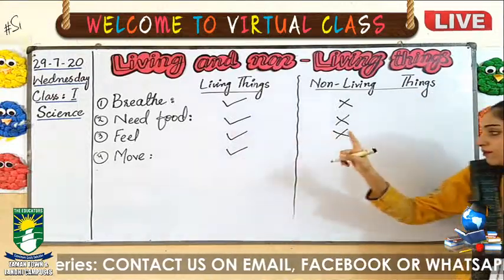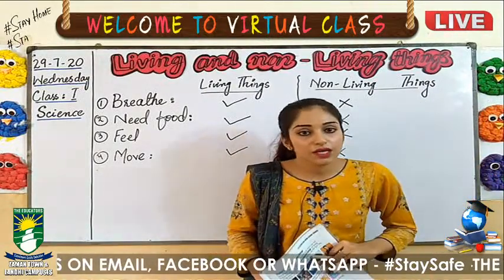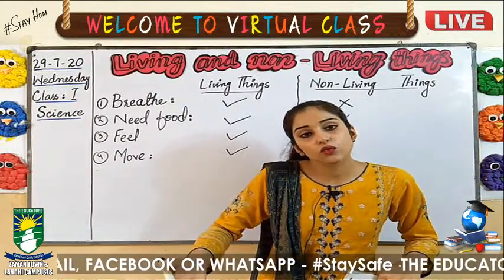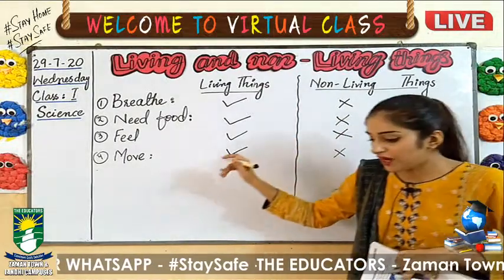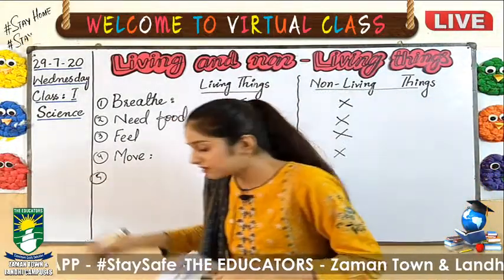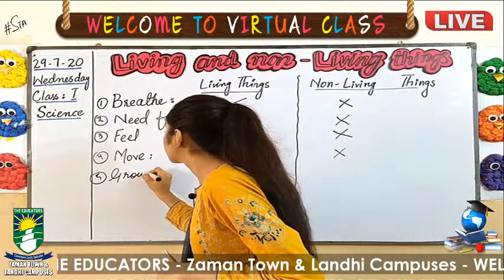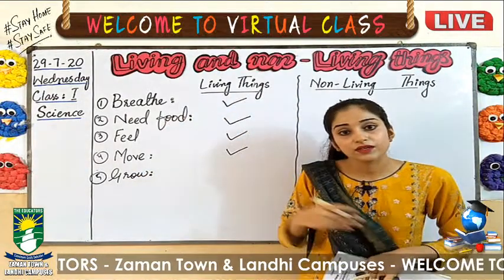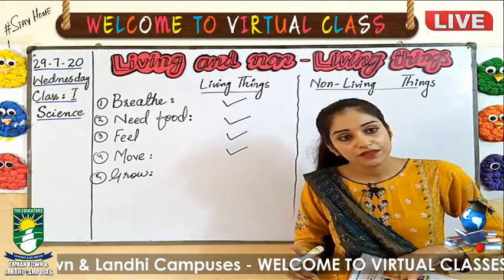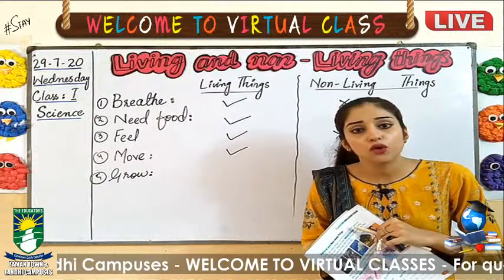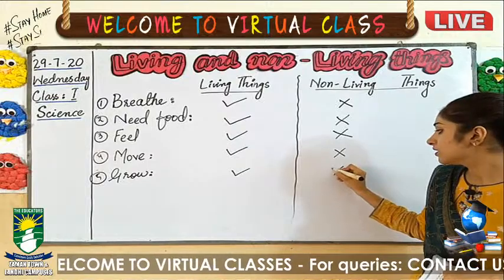If we talk about non-living things, they cannot show any movement. We can move them, okay, but they cannot move by themselves. ठीक? So non-living things cannot move. Number 5 is they grow. Living things can grow, they grow old and they die. Non-living things don't grow old and they cannot die. ठीक? So this is a difference between living things and non-living things.